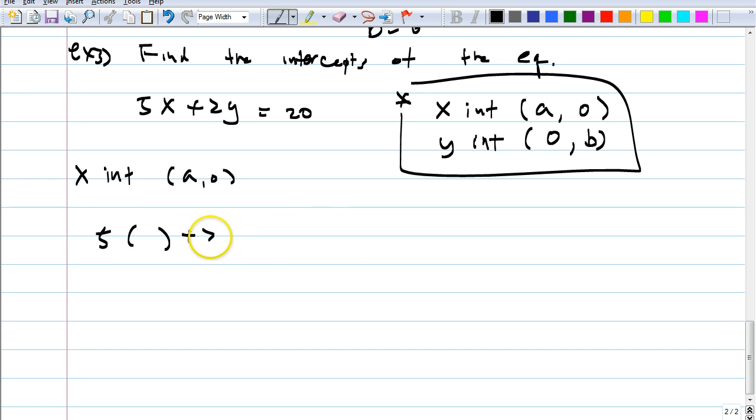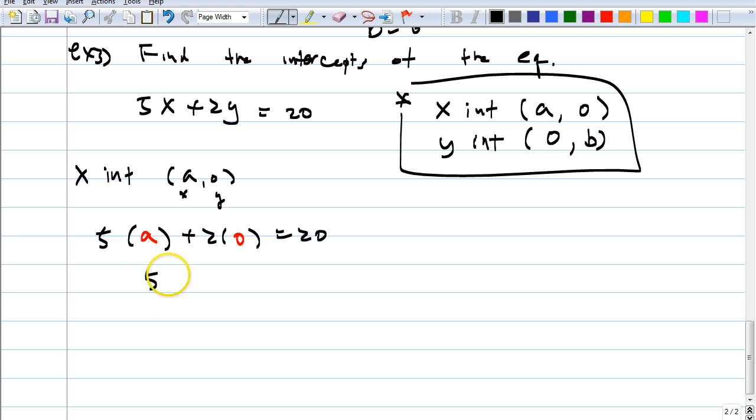5 something plus 2 something equals 20. You have to plug in correctly. Remember, the first one is the x coordinate and this is the y coordinate. So is it a good idea to label these, just like when you do slopes? Okay, so what do I plug in here? A. What do I plug in here? 0. That's why I like plugging in 0, because anything times 0 is 0.